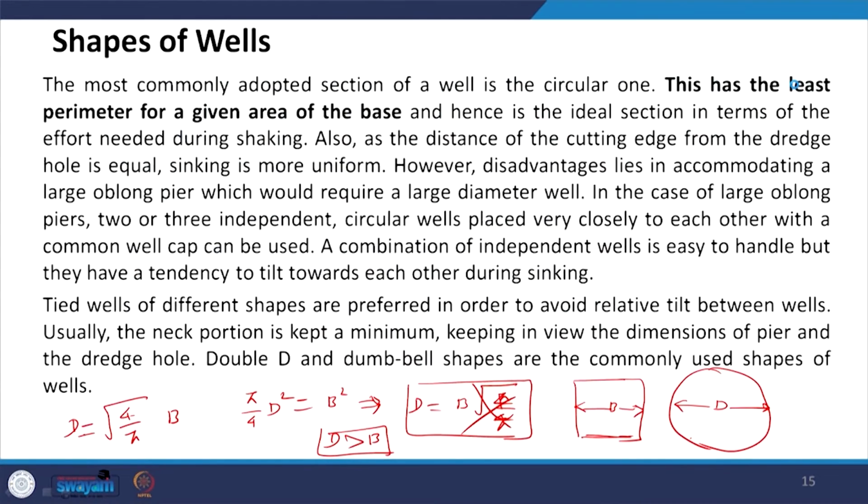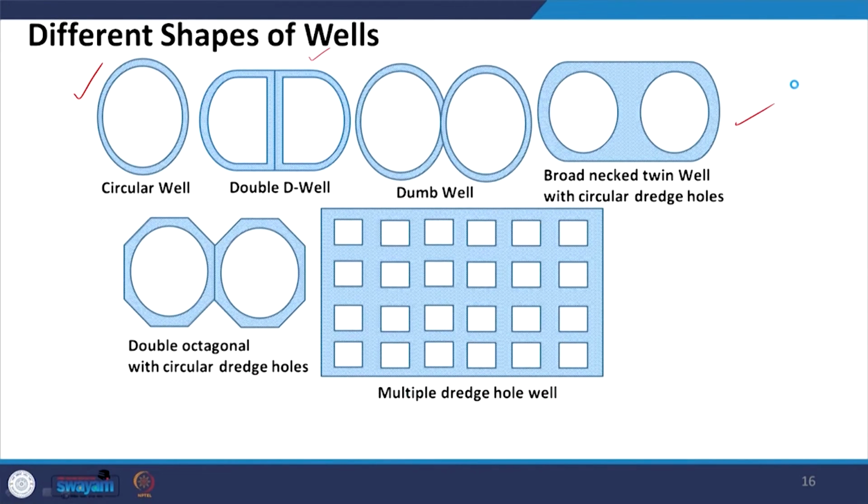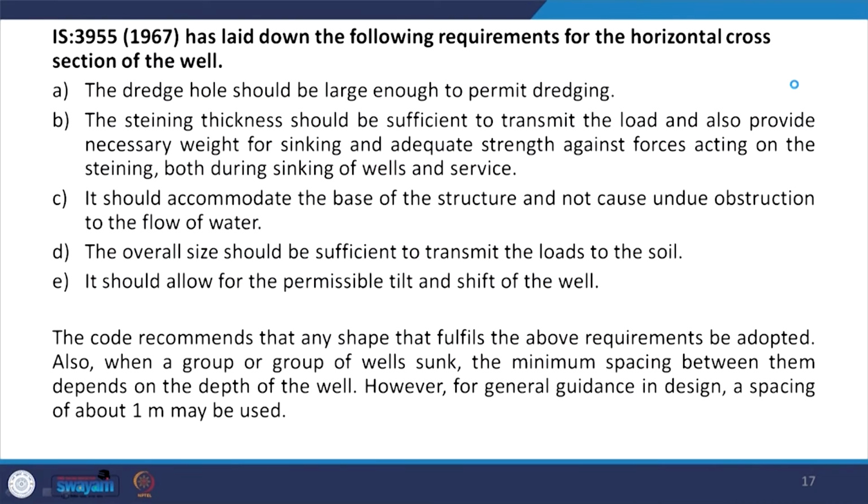Okay. So, this was about the different shapes of the wells, and then after that we discuss the code IS 3955-1967 that was published, which is on well foundation. This code, for design and construction of well foundation, has laid down some requirements for the horizontal cross section of the well, and these requirements are listed here, the codal requirements.